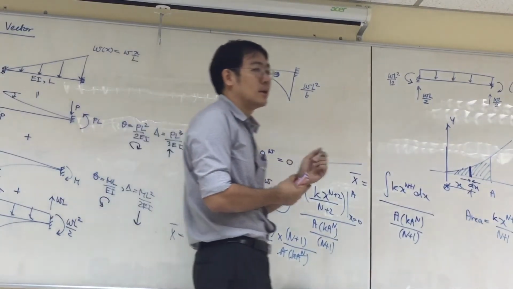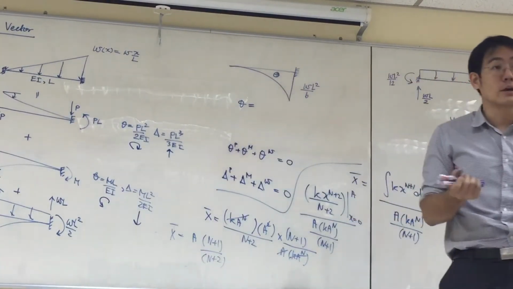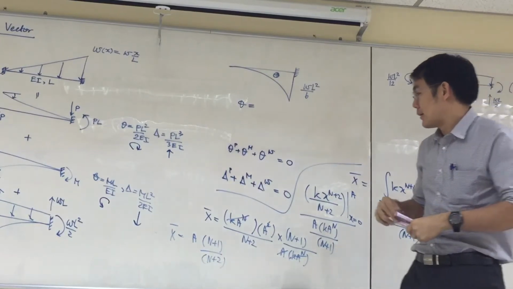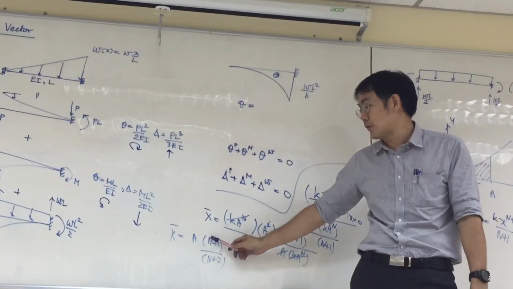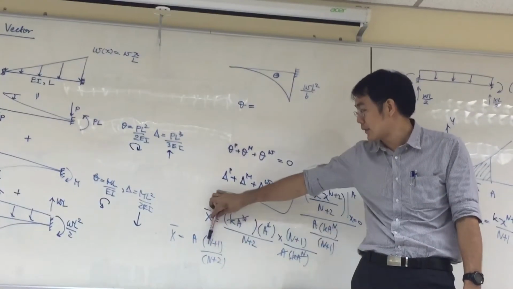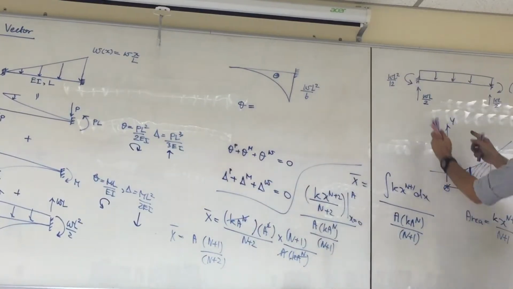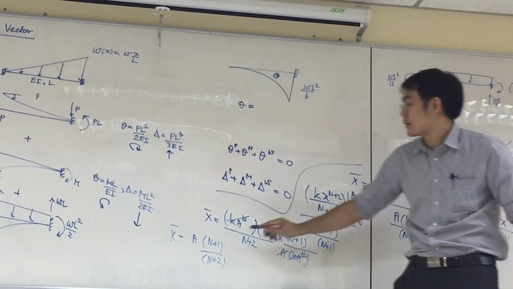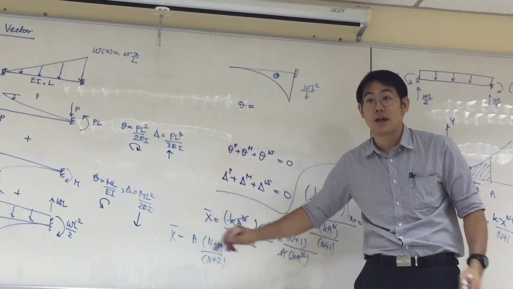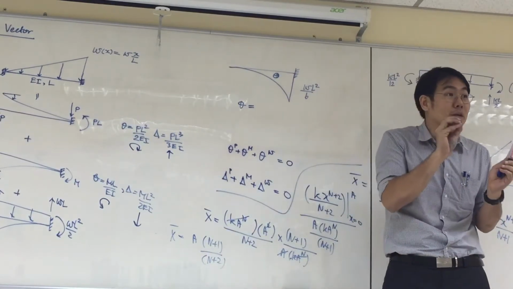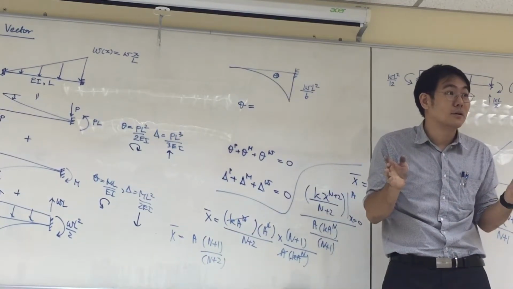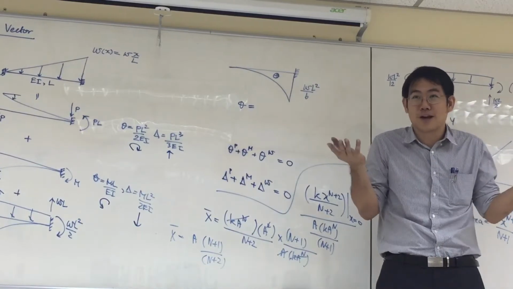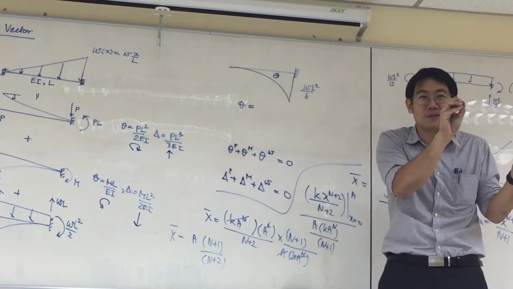So let's start from the rectangle shape. Rectangle shape, n is equal to 0. So your x bar is 0 plus 1 over 0 plus 2, you get a half of a. The centroid is located at the middle of the rectangle. Rectangular shape, centroid is at the middle.